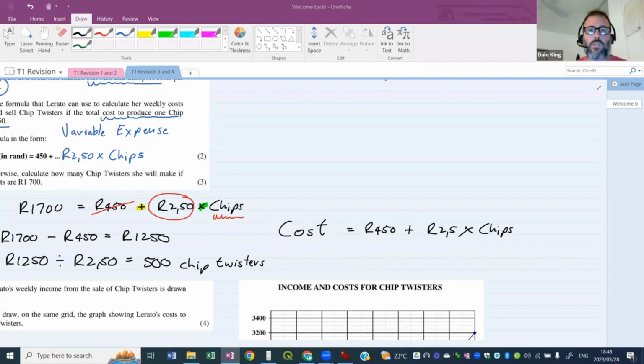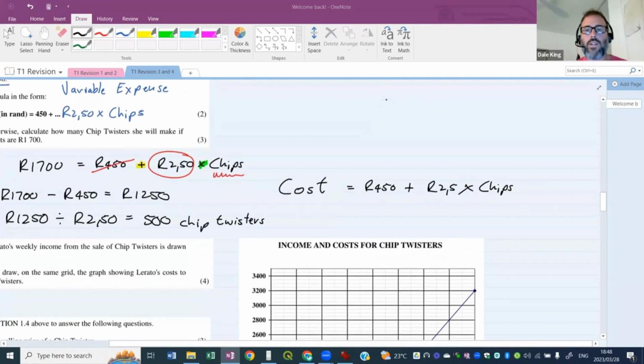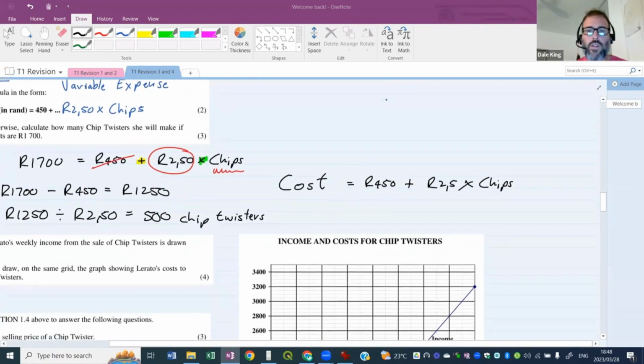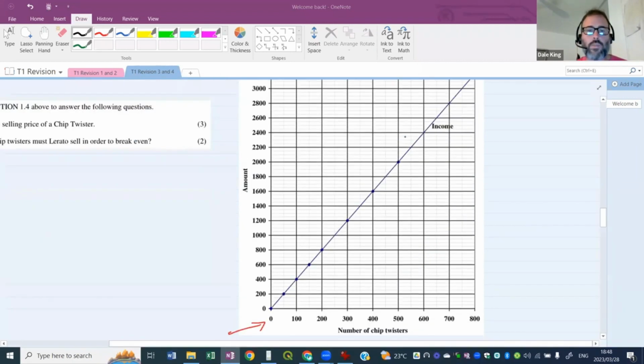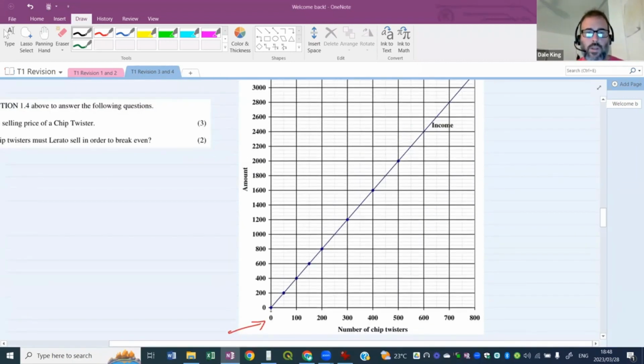Sabulu, you're very close. So the 2.50 we'll have to multiply it by number of chips. But if she sells no chips, you're going to say 250 times 0. All right. So if we look at the graph down here and we want to look at 0 chips, there you go, Lesedi. If we look at 0 chips, all right. So down here at the bottom, 0 chips.